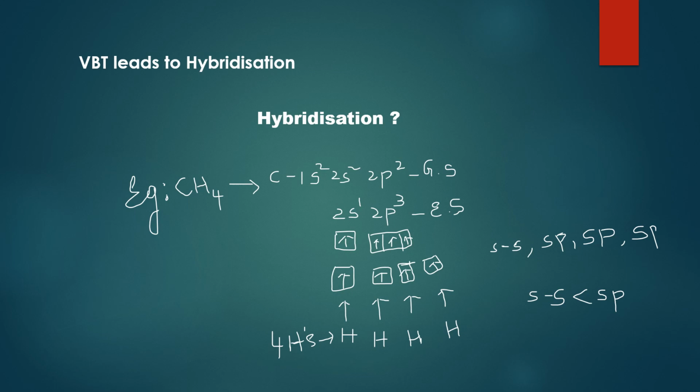Okay, the extent of s-s overlapping is lesser than that of s-p overlapping. Due to this reason, how can you get the equal number of bonds formed between the carbon and hydrogen atoms? And one more doubt arises: how can we get the shape of the methane molecule? At this particular point, the valence bond theory has not succeeded. It was explained by the hybridization concept.